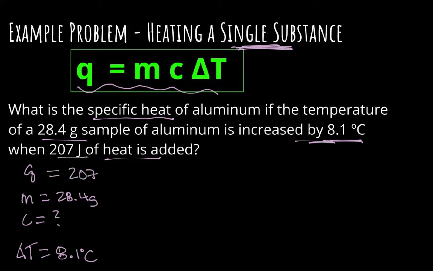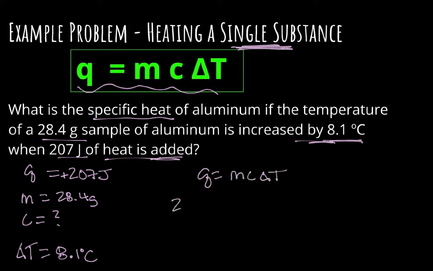Okay, and then you also have to be careful with the sign of Q. So if it says I'm adding heat, that means that's a positive 207 joules. If it had said that it released that much heat, then that would make that value negative. Okay, so now that I have all of these set up, I have Q equals mc delta T.